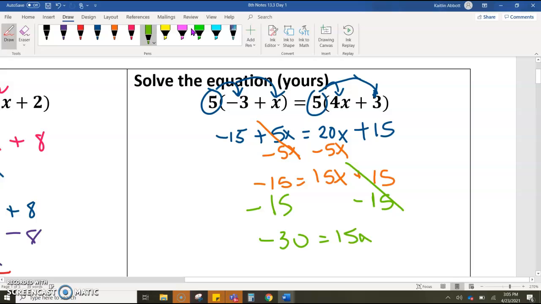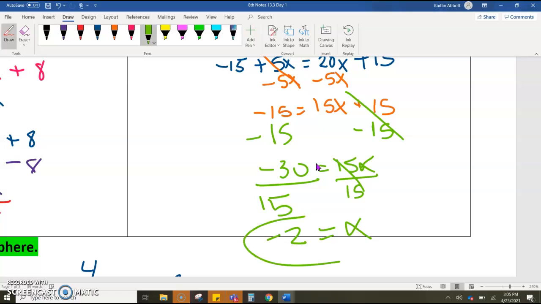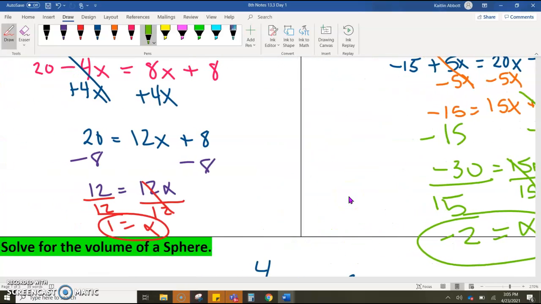equals 15x. Last but not least, we got to get rid of the 15 from the x, so we are going to divide by 15. Divide by 15. We are left with x on this side because these cancel out, they turn into 1. And 30 divided by 15 gets us 2, and a negative divided by a positive gets us a negative. So x equals negative 2. Great job if you made it there. If not, hopefully you saw your mistakes and fix for next time.